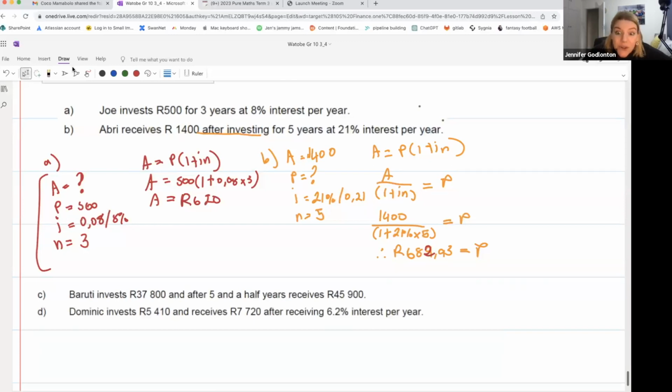Now, these ones are trickier, okay, because we're looking for our I and our N. So this is where it gets a little bit trickier. But if you take time in the beginning of the question to do your subject of the formula and get I as the subject and N as the subject, I promise it is worth your while.